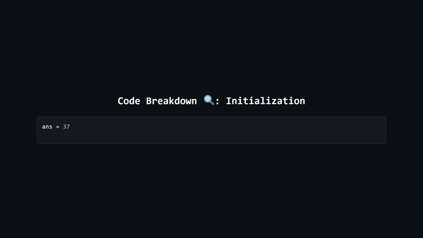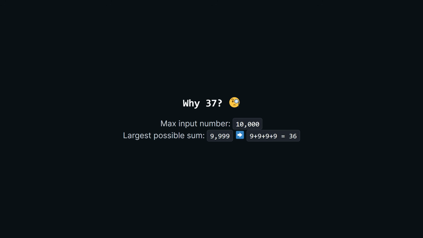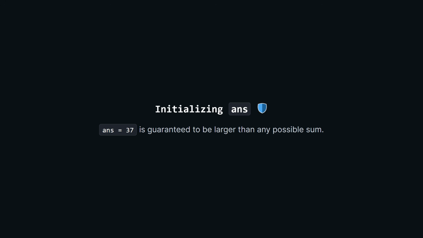First, we set our answer variable to 37. But why that specific number? The problem constraints say our numbers will never be larger than 10,000. The largest possible digit sum for numbers up to that limit comes from 9,999, which sums up to 36. So by setting our initial answer to 37, we guarantee that the very first digit sum we calculate will definitely be smaller, allowing us to accurately track the minimum.